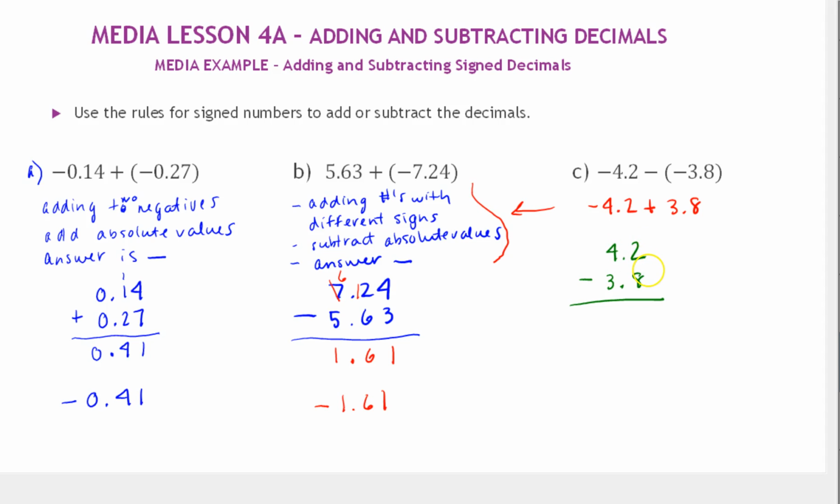So 2 minus 8, I have to borrow, cross out the 4, put a 3, here's a 12. 12 minus 8 is 4. Make sure to put the decimal point, it got a little hidden there, and 3 minus 3 is 0. So now remember, our final answer is negative, so our answer here is negative 0.4.